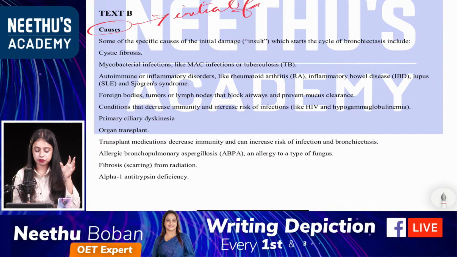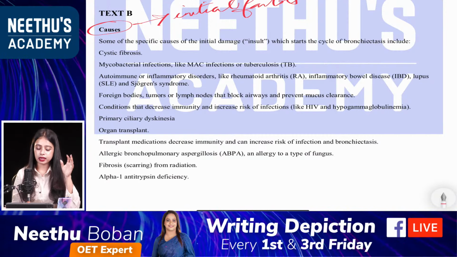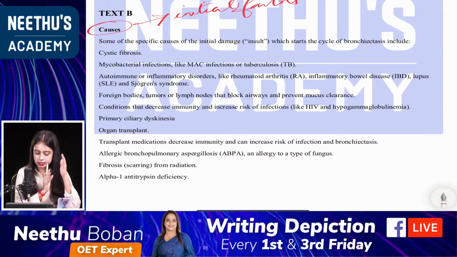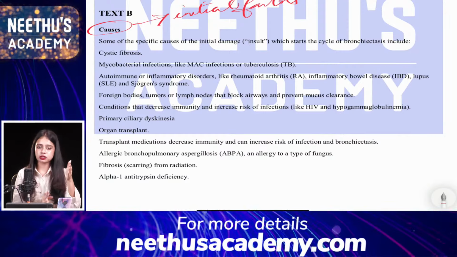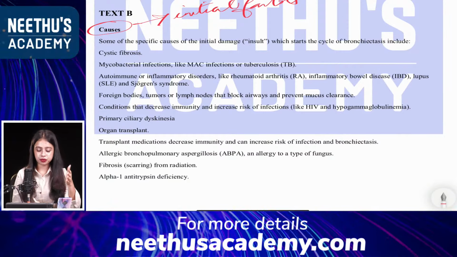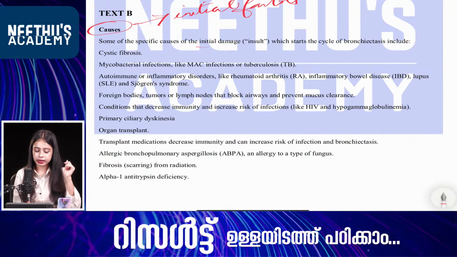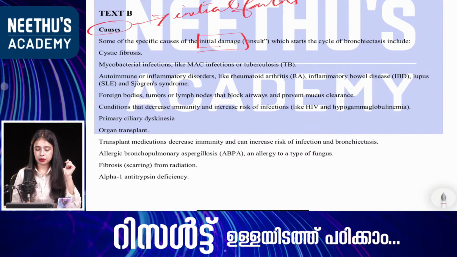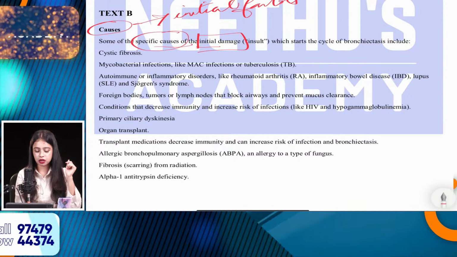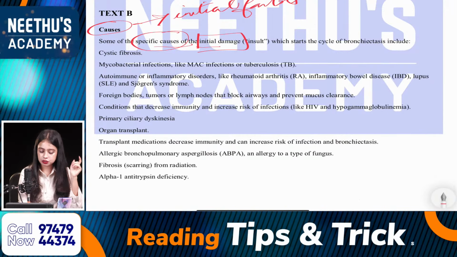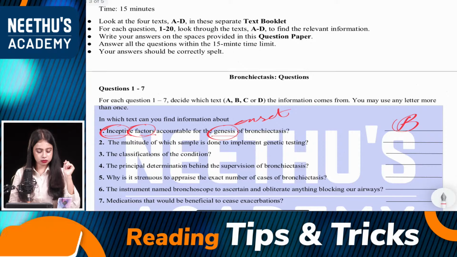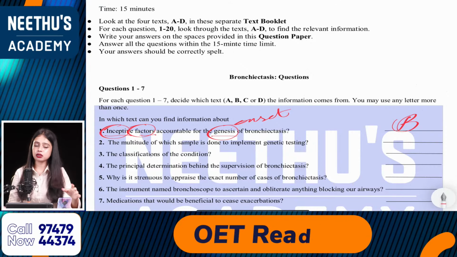Okay, initial factors, or else you can say causes. So the rest of the things, it's all about what are the factors, what are the causes of the disease. And see this line, initial damage, initial specific causes. So that means answer is from B. Clear? Very good, Jessa. It is causes.